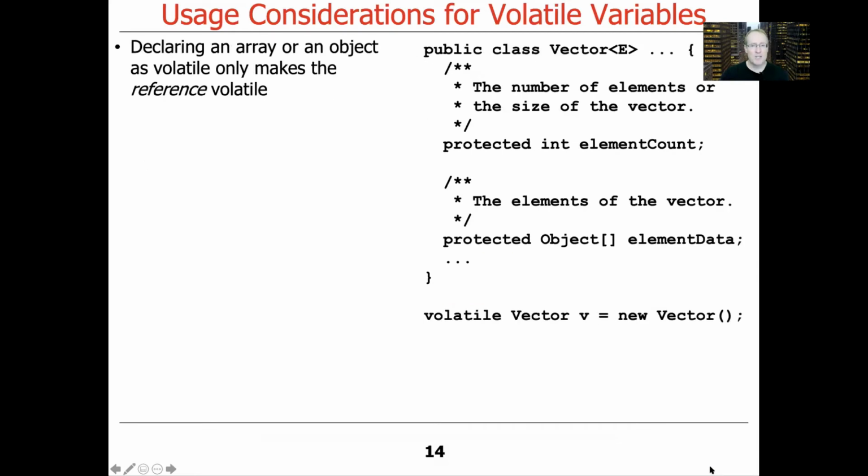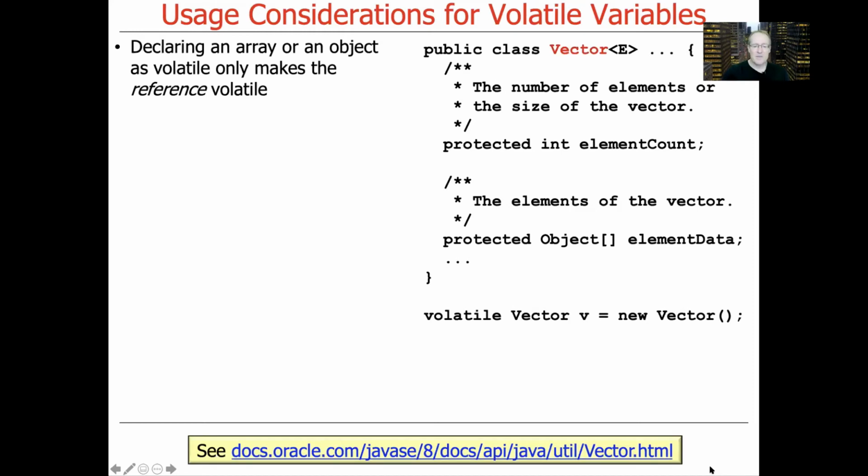Another thing to remember, this is also very subtle. Defining an array or an object as volatile only makes the reference volatile. It does not actually make the contents volatile. For example, here's the vector implementation that we have with Java. This is just Java's vector.